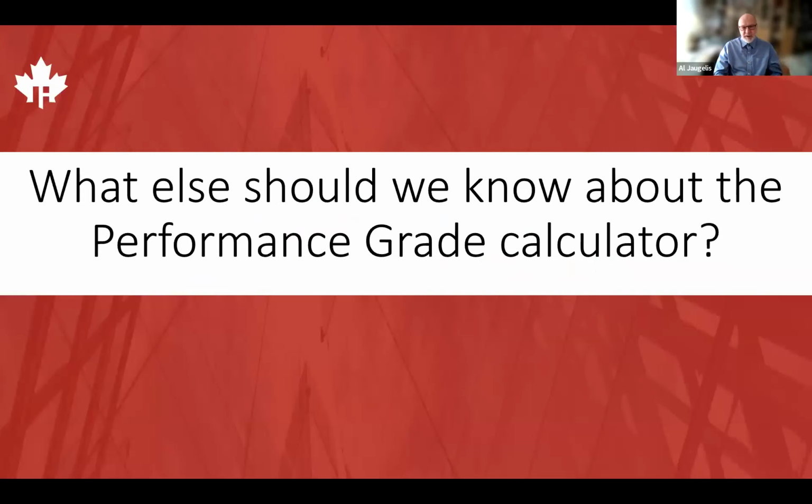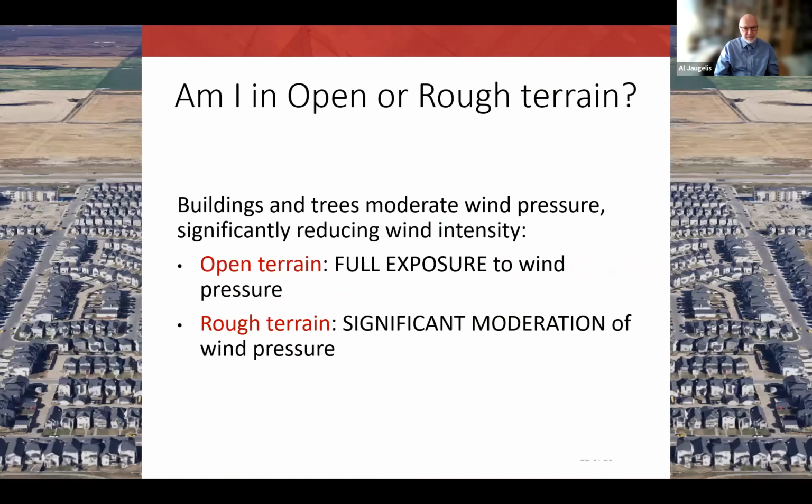So that's kind of an introduction to the interface itself. What else should we know about the performance grade calculator? It's really important to be clear about whether you're in open or rough terrain. I know that many Fenestration Canada members are familiar with this concept, but we've got a lot of new people in the industry, new people in sales, new people in marketing, people who might not be clear about terrain. They might not understand why it's important, when it's important. And you might be in an area in a large city where pretty much everything you sell is in rough terrain, and it's the same performance grade in your whole organization, and there's nothing to worry about.